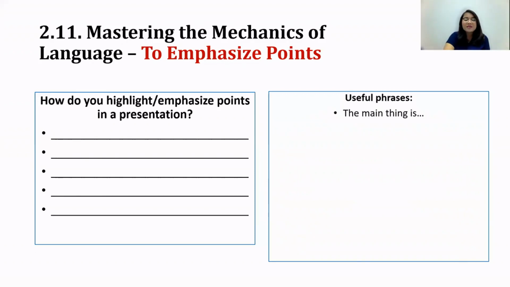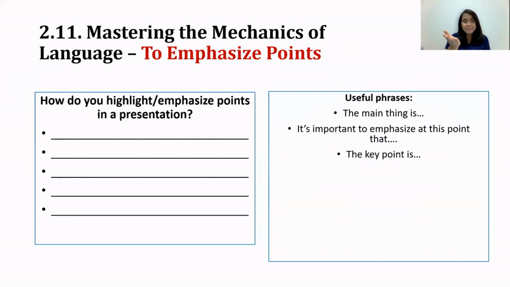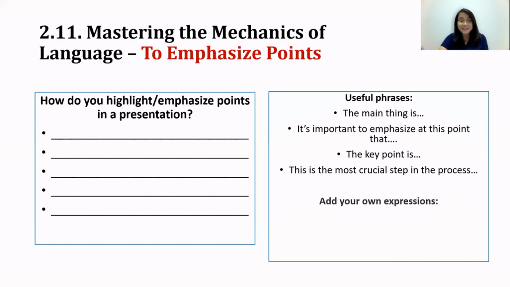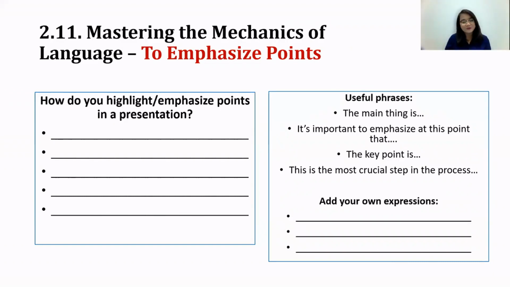Repeat after me. The main thing is, good. It's important to emphasize at this point that, good. The key point is, okay. This is the most crucial step in the process. Yes, there are only 4. Now it's time for you to add your own.